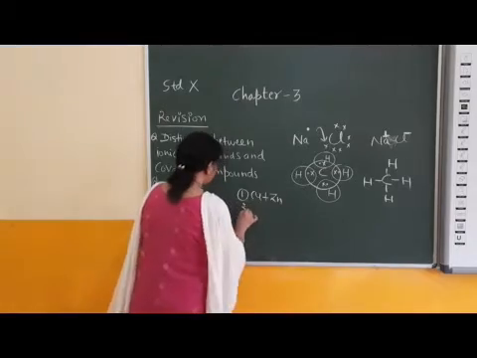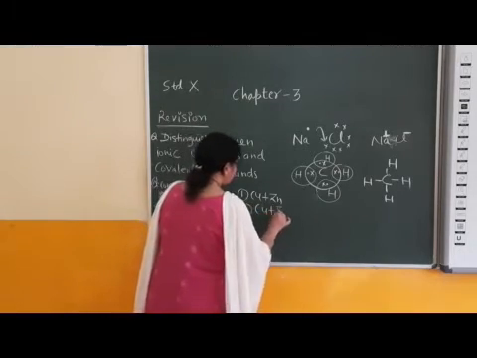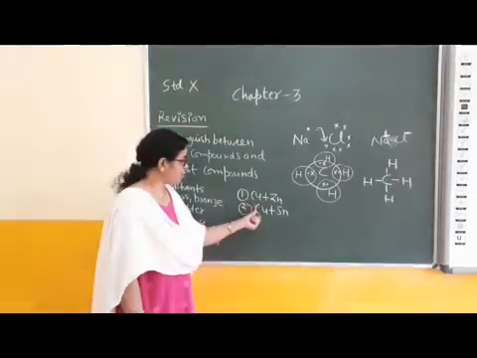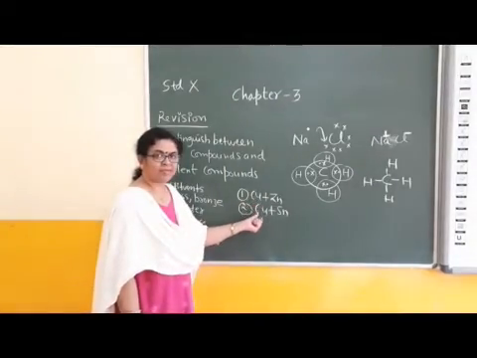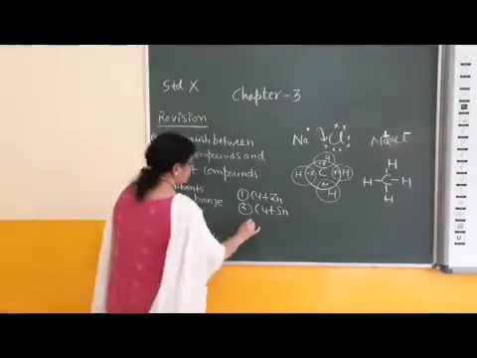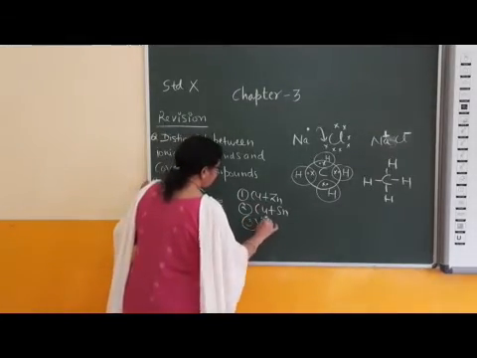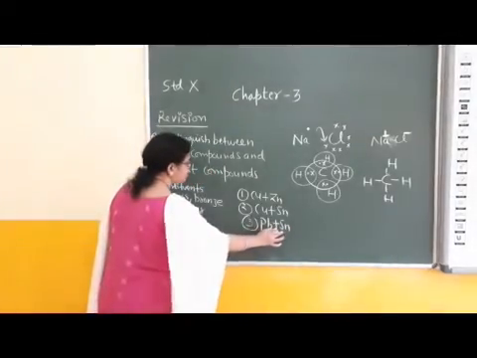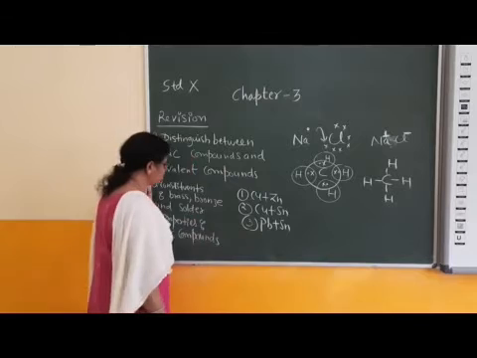Second is bronze: copper and tin metals. One metal is common in 2 different alloys, which is copper metal. Next one is solder, an alloy of lead, Pb, with tin. Pb with tin metal is called solder.